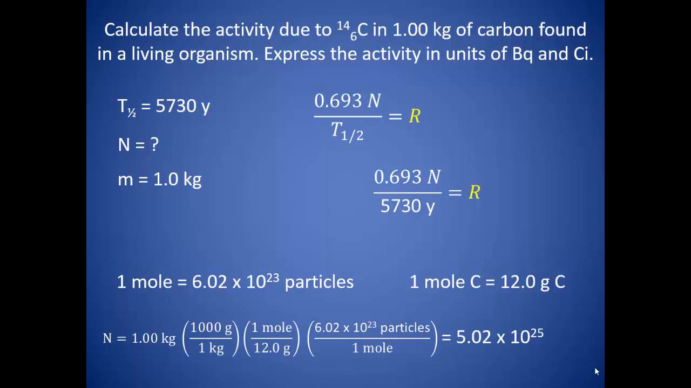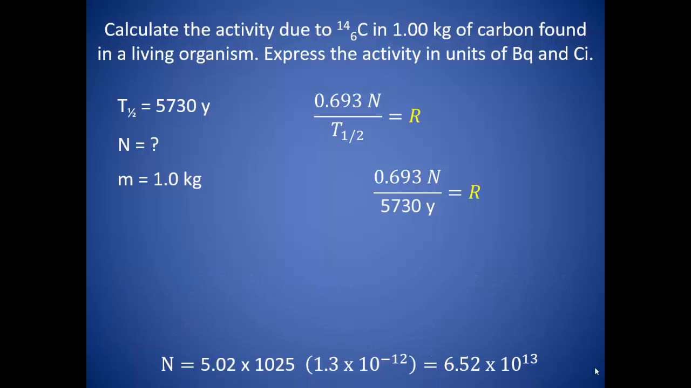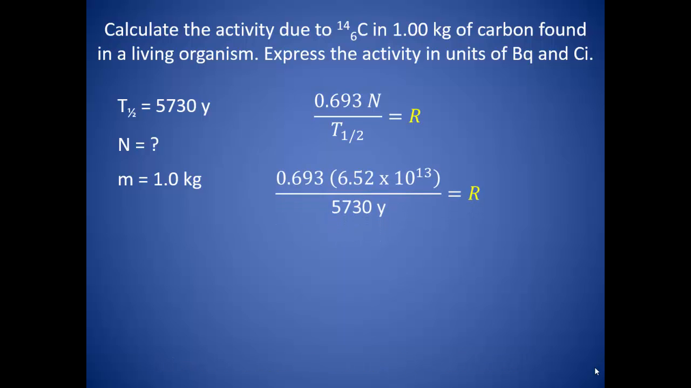This is the total number of carbon atoms, though, not just the carbon-14 atoms. Now remember that the ratio of carbon-14 to carbon-12 in any given sample is 1.3 trillion to 1. So one more conversion gives us 6.52 times 10 to the 13th particles of carbon-14. We can plug that back into our activity equation, do the math, and find that the activity of 1 kilogram of carbon-14 is 7.89 times 10 to the 9th decays per year. This really equates to 250 decays per second for every kilogram of carbon, or 250 becquerels.